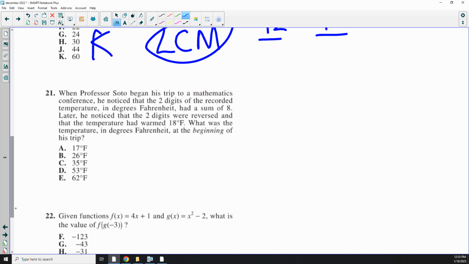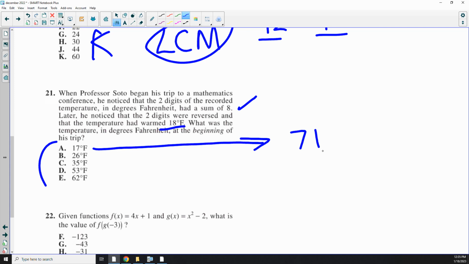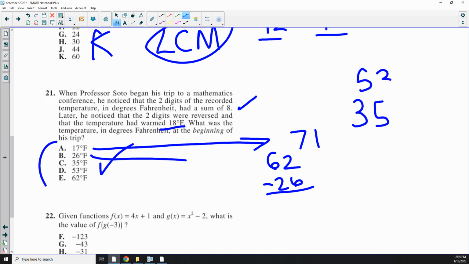This one is a plug and chug. It says that the sum of the digits has to be 8. So that's all of them, huh? But when the 2 digits were reversed, the temperature warmed up 18 degrees. So if we reverse 1 and 7, we get 71. That's a warm up of 54 degrees. That's too much. If we reverse that, we get 62. What's 62 minus 26? That would be too much. The answer is C, 35. When I switch them, I get 53, and that would be a warm-up of 18 degrees when I subtract them. Okay?